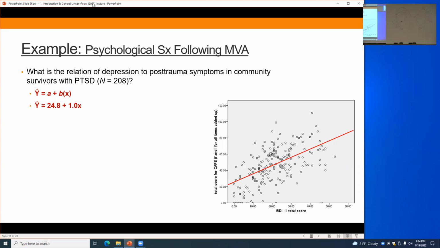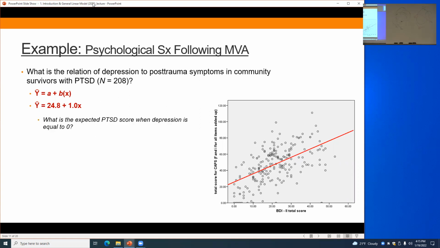Y hat means my predicted value. So if I plug things in, I'm going to get predictions that follow along this line. Are those the actual values of y? No, they're not the actual values of y, but they're my expected values of y. Right? Based on my model, this is the expected score that I would get on y, given a specific value for x. Okay? Very important as we start getting into this.